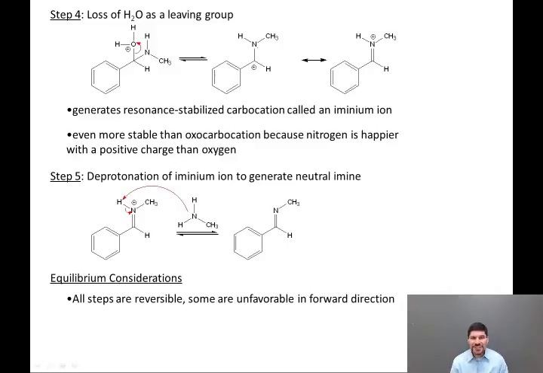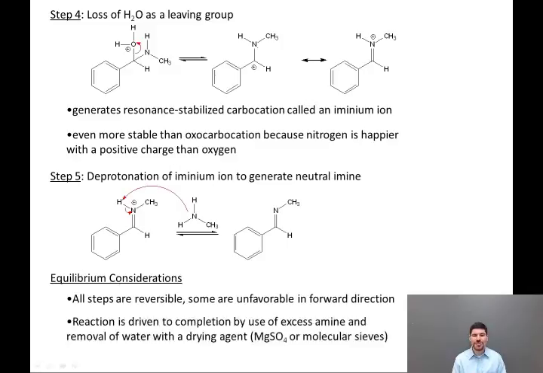Okay, so now we have to consider the equilibrium for this reaction. As I have said, all of these steps are reversible. They are all drawn with equilibrium arrows. Some of them are unfavorable in the forward direction. So what actually drives this reaction to completion is, first of all, that we generally do it with an excess of the amine present, and secondly, we remove water.